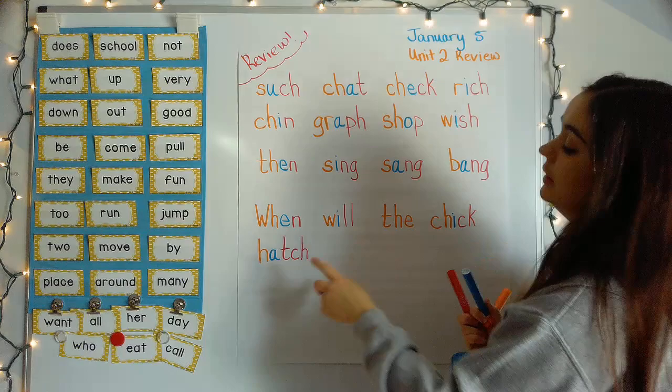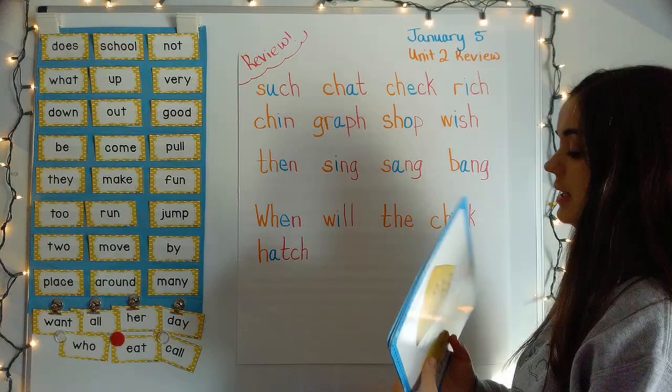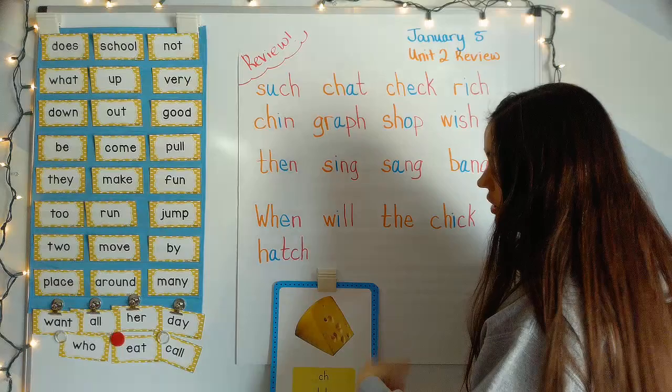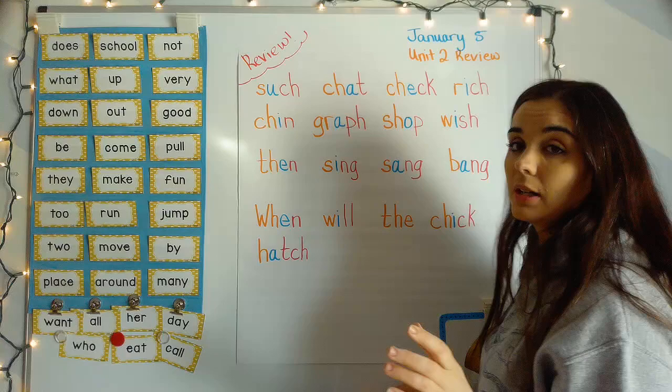TCH also says cha, but again, you will only see TCH at the end of a word. You will never see TCH at the beginning of the word. It's the same as cha, like cheese or such or chat or check or rich. Still that cha, but it's TCH only at the end of a word. Okay, let's go ahead and read our sentence. When will the chick hatch? Your turn.